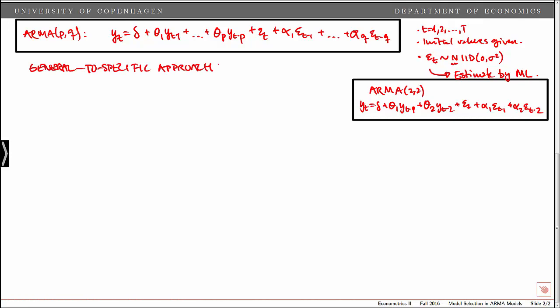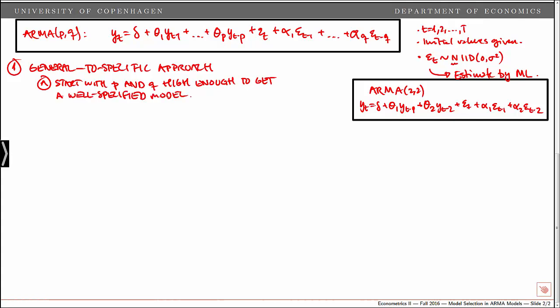We could use a general to specific approach. There we start with a general model. Let's assume that that's our ARMA(2,2) model. And then we start from that and impose restrictions on each of the parameters until we get as simple a model as possible. With the general to specific approach, it's important that we start with p and q, that's the number of autoregressive and moving average components, high enough to get a well-specified model. In practice, that means at least a model with no autocorrelation in the estimated residuals.